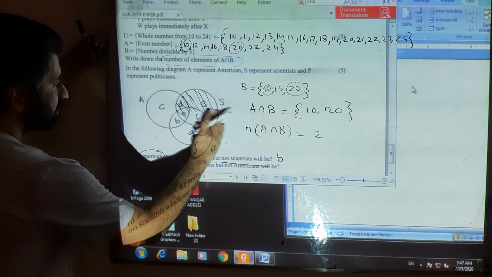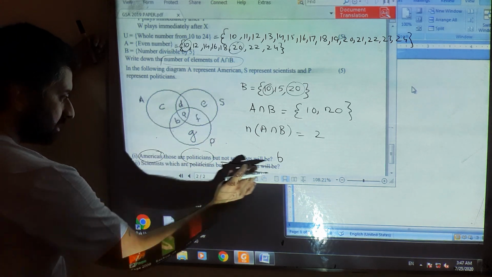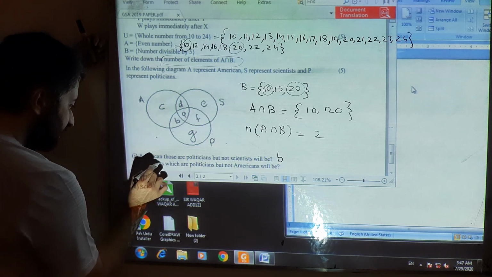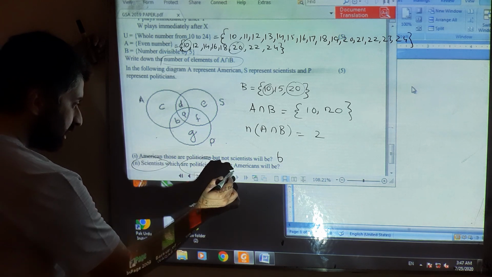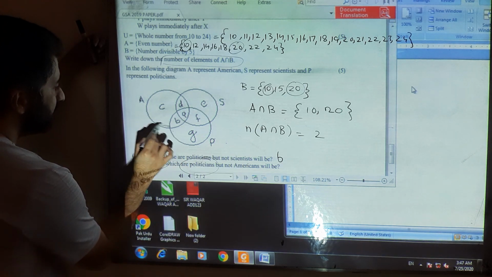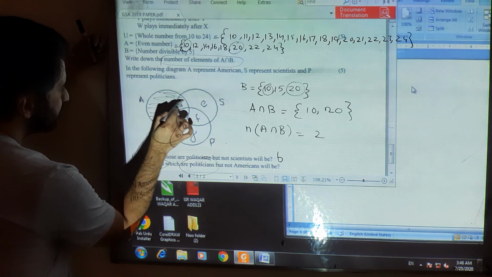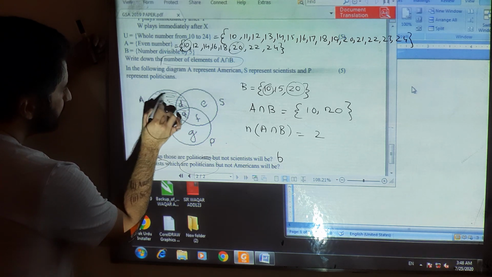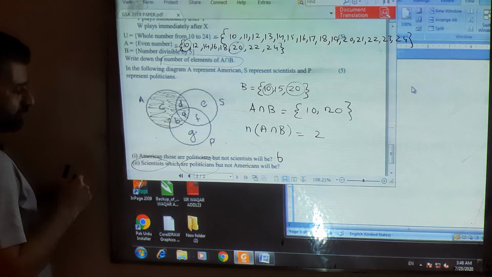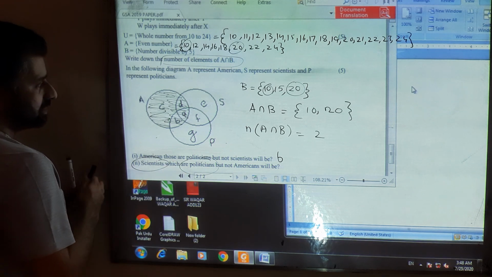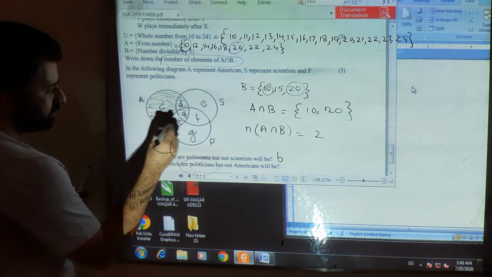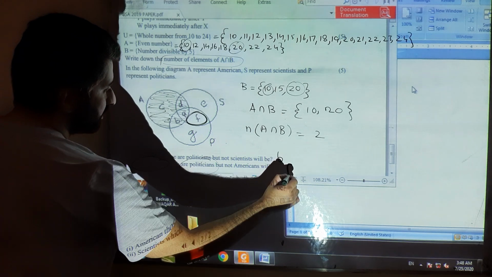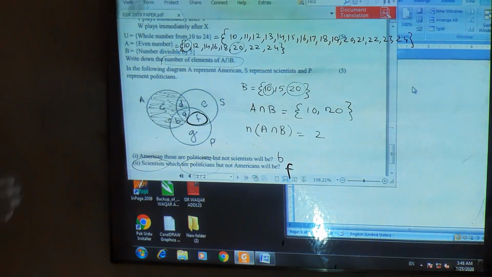Let's move on to the next part. The next is scientists who are politicians, not American. Not American means this circle should not be considered. They should be scientists, they should be politicians. This one is the overlapping part, so F is the answer for this part, scientists as well as politicians.